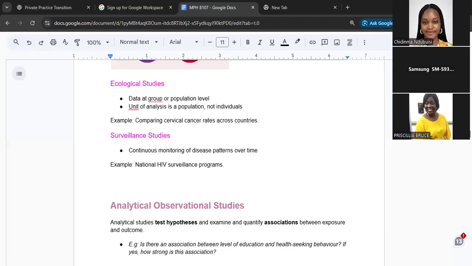If it is schools, we are looking at each school as a unit. So in this school versus this school, how many? That's how it's going to be. We're comparing across groups, across clusters, across populations. Then surveillance studies is where what we are monitoring is trend over time. That's surveillance. It is continuous monitoring of disease patterns over time.